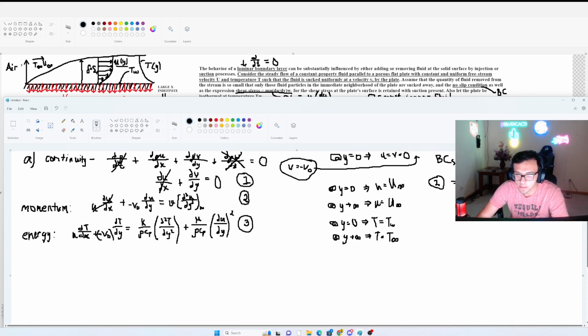Again, we have minus v sub o times partial u over partial y equals kinematic viscosity over... This is viscous dissipation, which really only occurs at high speeds, at the wall.